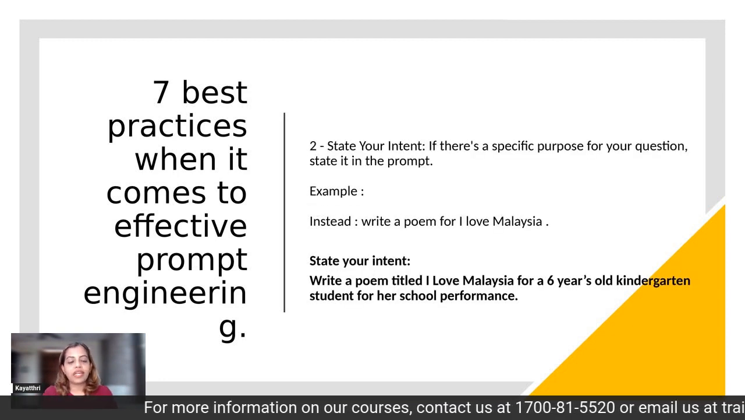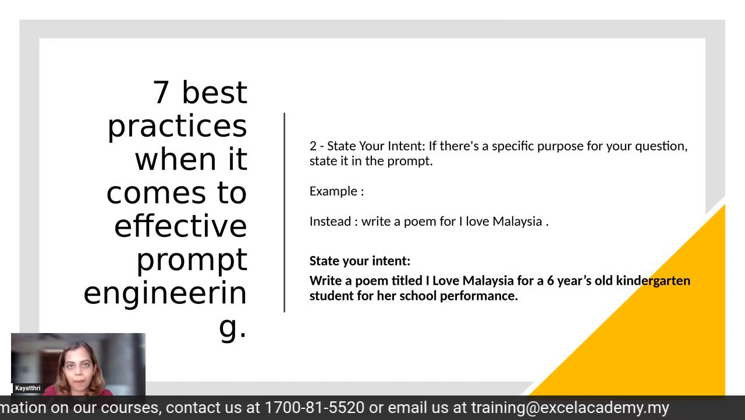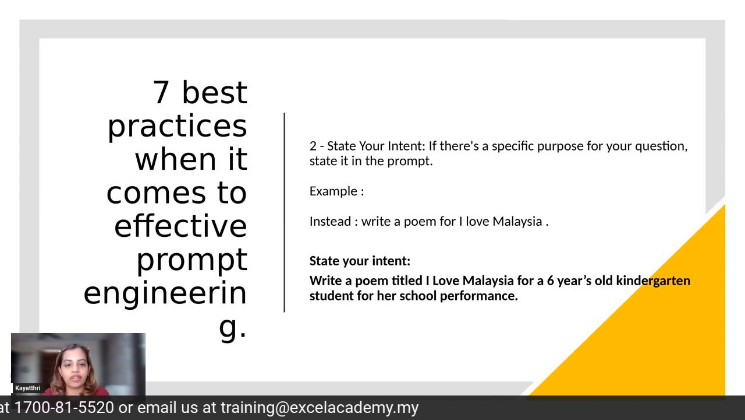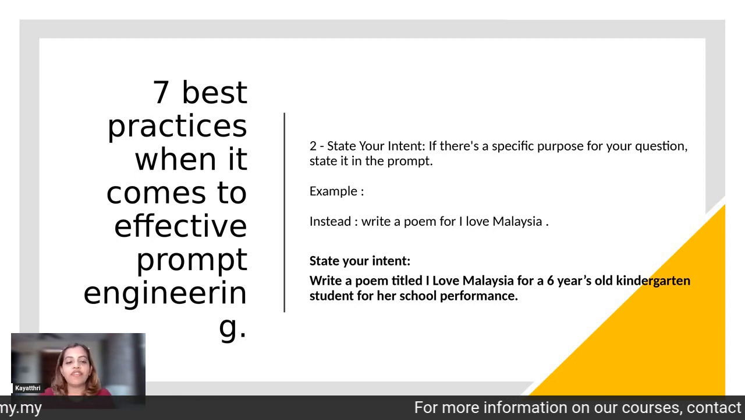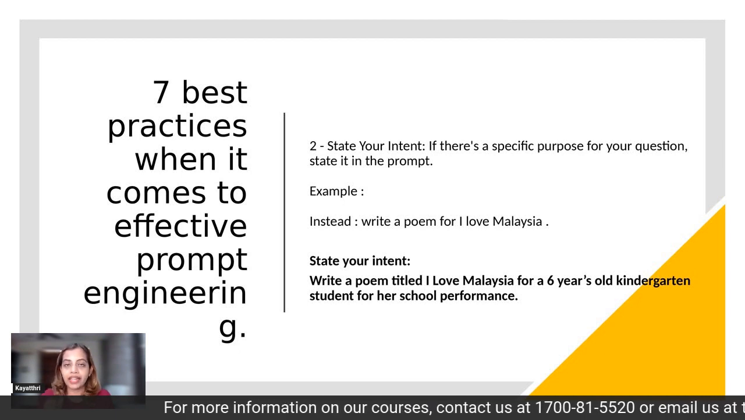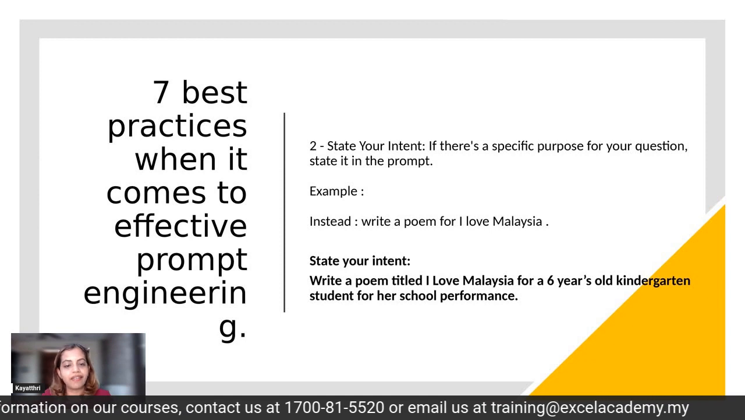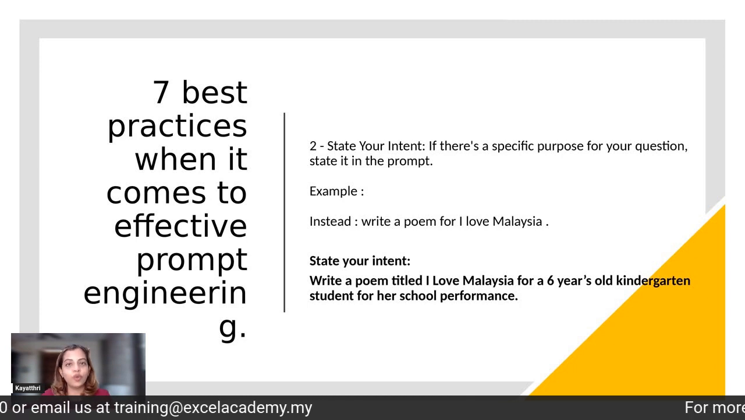The second one is you have to state your intent. What is the purpose? Why do you want it? What do you want to get out of it, right? For example, I can tell ChatGPT, I want a poem for I Love Malaysia. Instead of just telling it to write a poem, I need to state my intent. Who am I writing this poem for? So I can say, write a poem titled I Love Malaysia for a 6-year-old kindergarten student for her school performance.